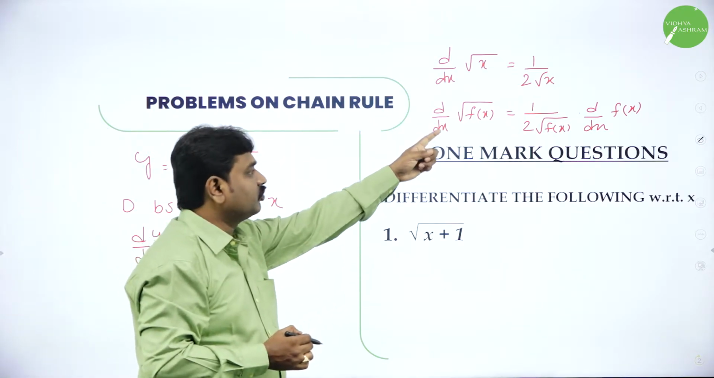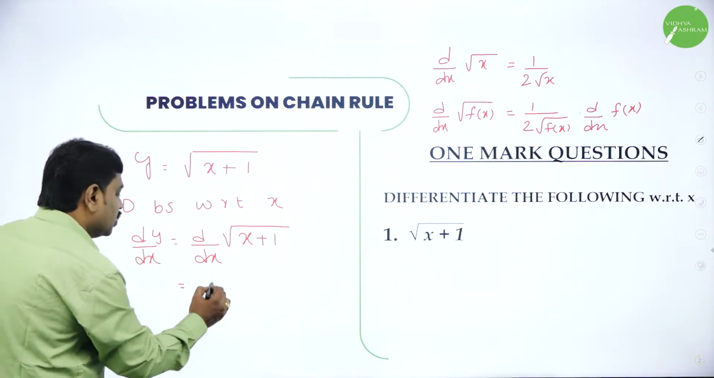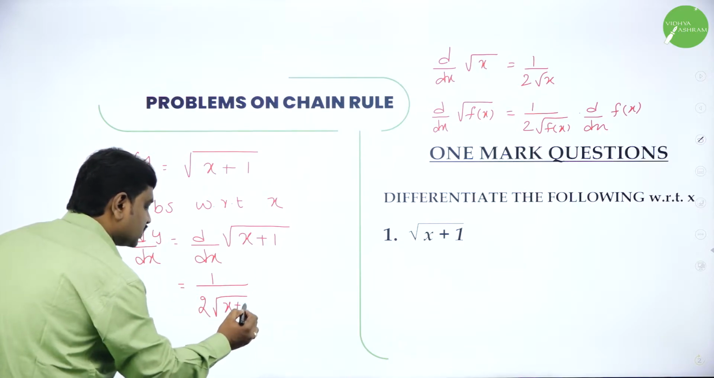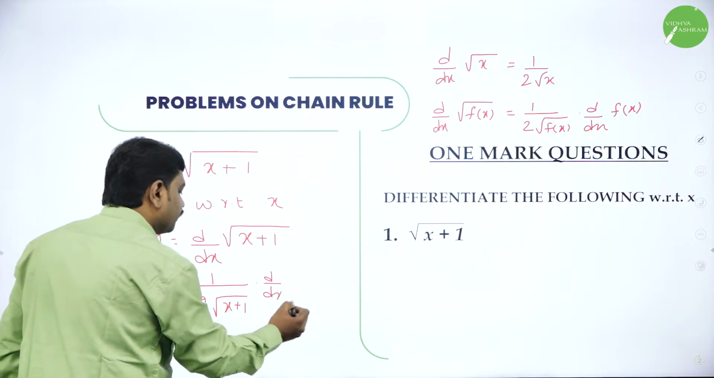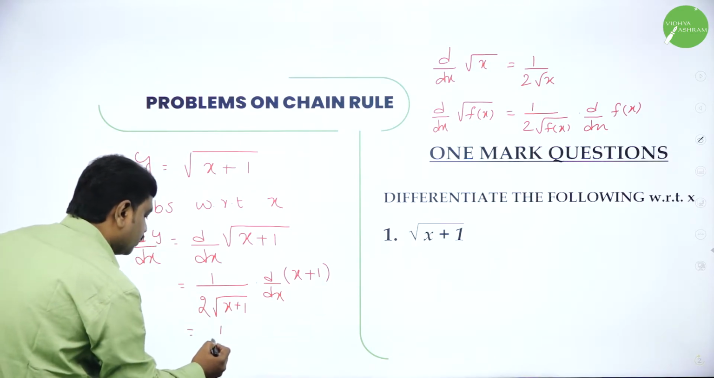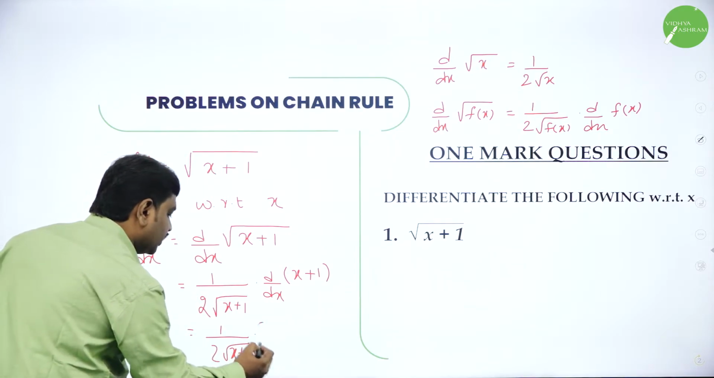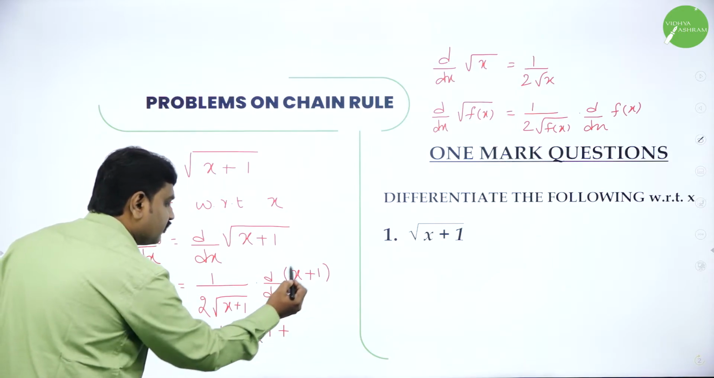Derivative of root f of x is 1 by 2 root f of x into d by dx of f of x. Therefore this will become 1 by 2 root x plus 1, because inside root I have x plus 1, into d by dx of x plus 1. Further this will become 1 by 2 root x plus 1 into derivative of x, d by dx of x is 1, plus d by dx of 1 is 0.